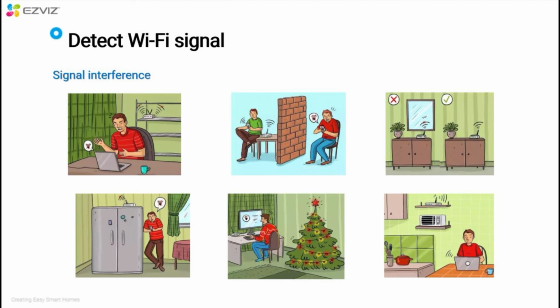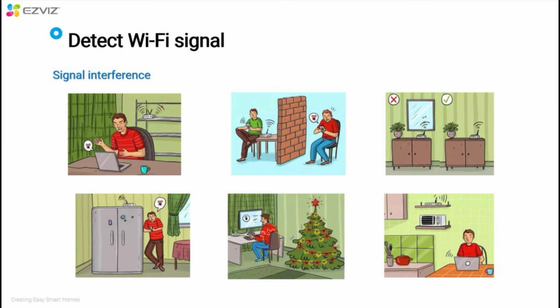And the third one, you can see the mirror is near to the router, then is an obstacle to influence the Wi-Fi signal. And the fourth picture, the router is installed on the fridge. The fridge is the electronic product, and it is also made of metal, so it can also influence the Wi-Fi signal. And the fifth picture, can you find the obstacle?